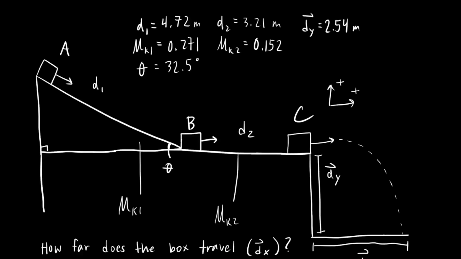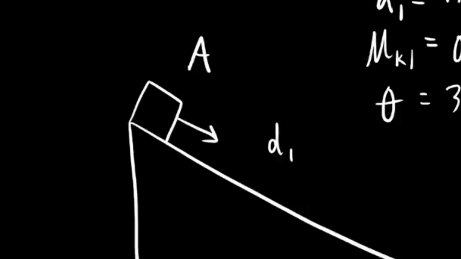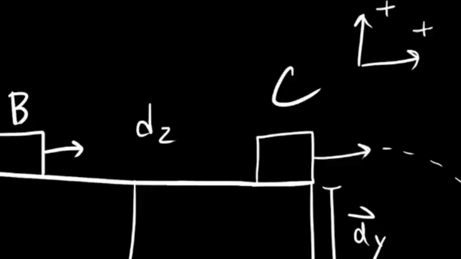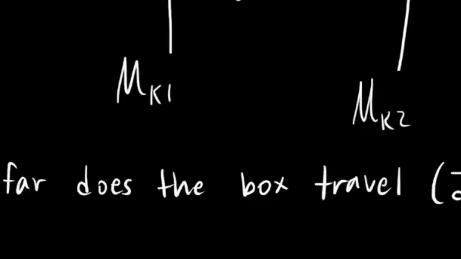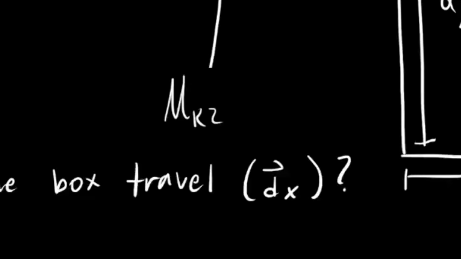Here we have a beautiful question involving friction, ramps, and a box. First, the box goes down a ramp, then slides across the surface and soars off the edge in projectile-like fashion and falls onto the ground. How far does it travel? Well, first we're going to develop an equation to represent this problem.